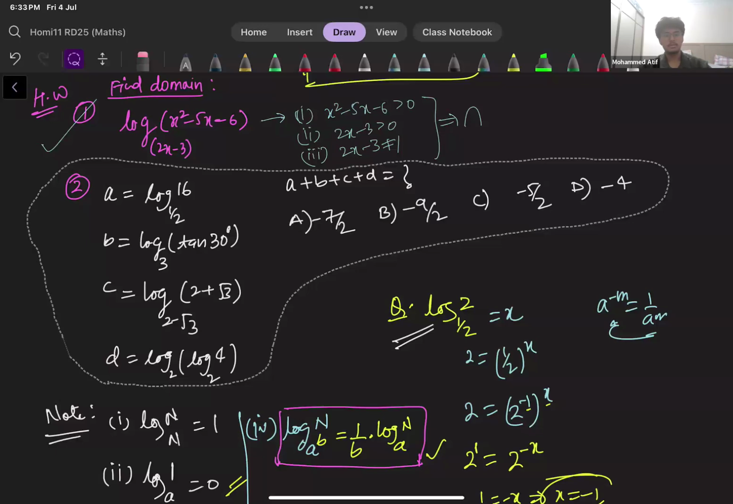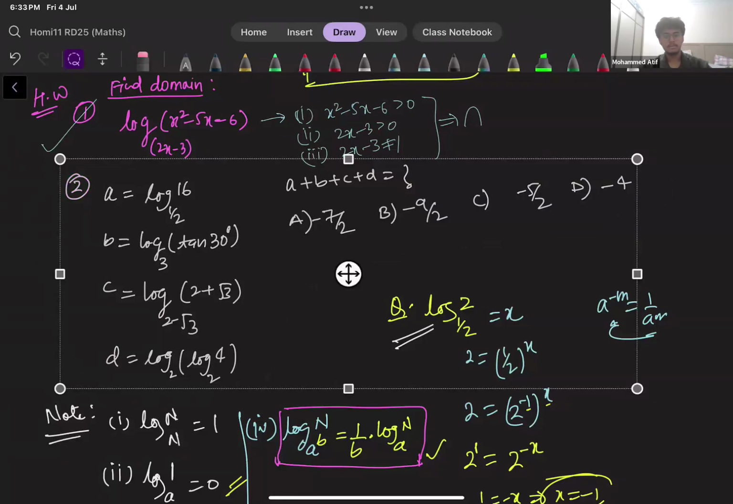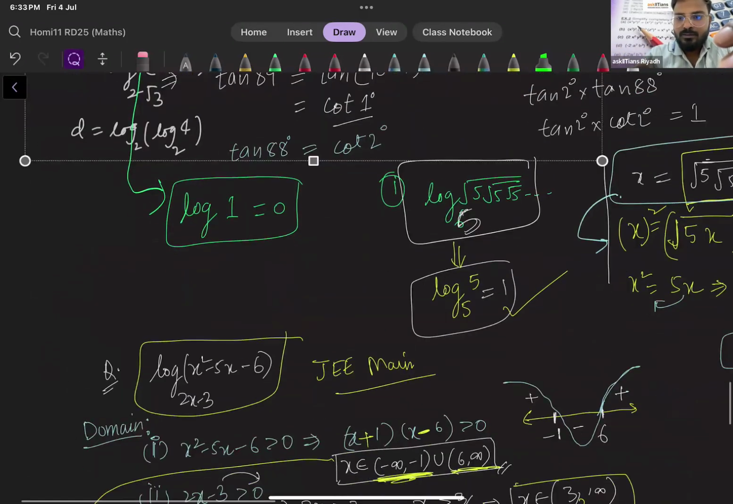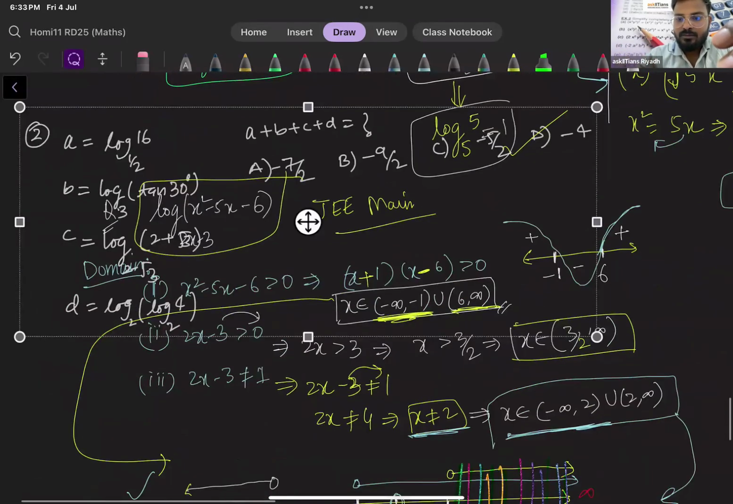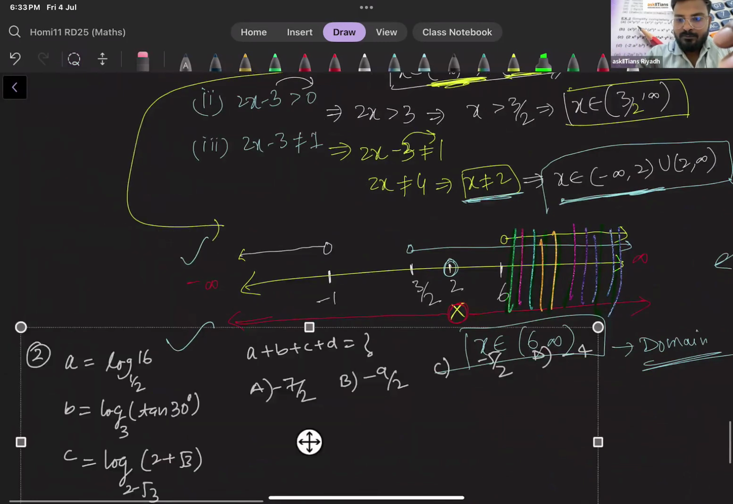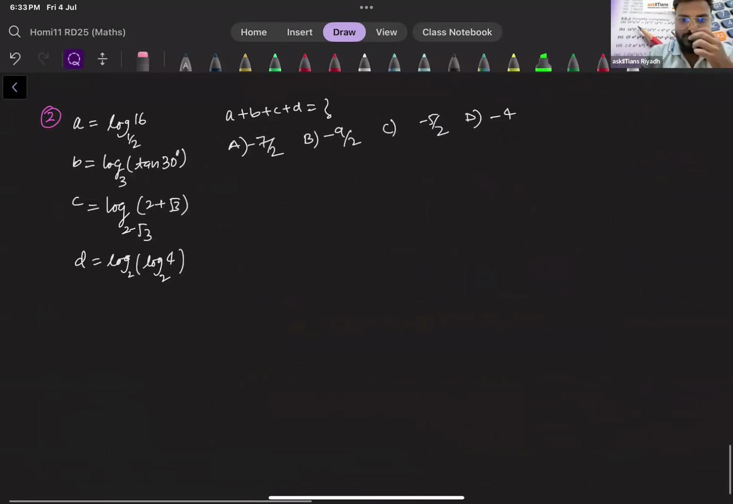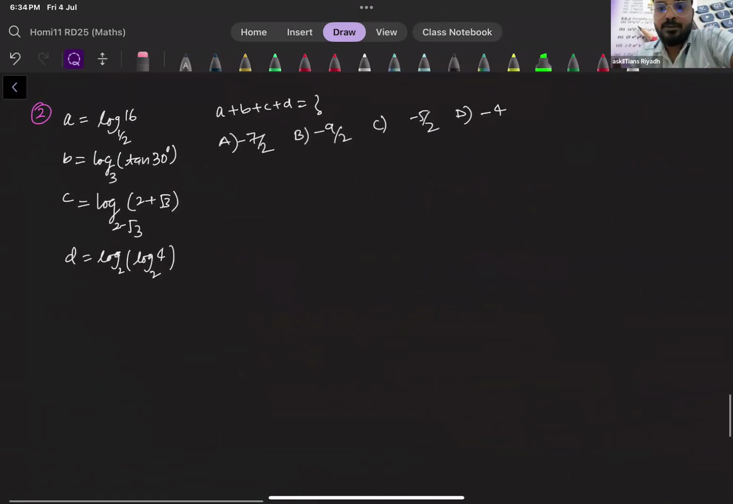Question number 2: a is equal to log 16. So this is the question we need to solve, guys. Now this type of question you can get in JEE Advanced, and these questions are very easy. It will take time, but let me tell you, you have enough time in JEE Advanced. 6 hours are there. So a lot of time is there.